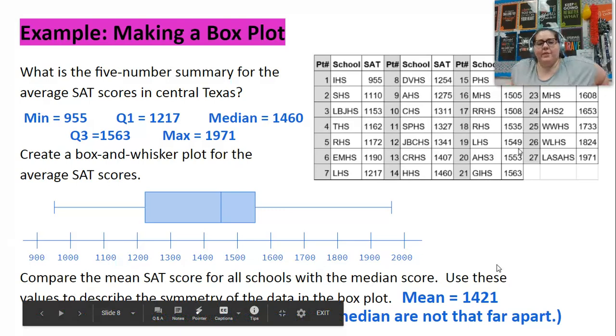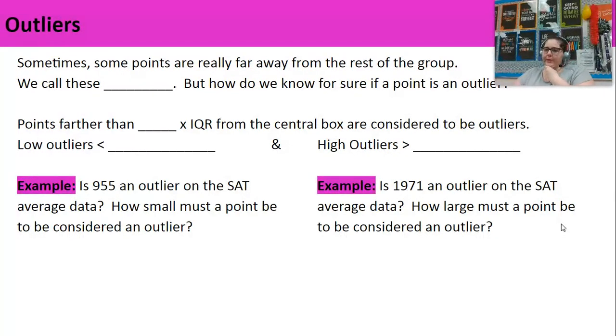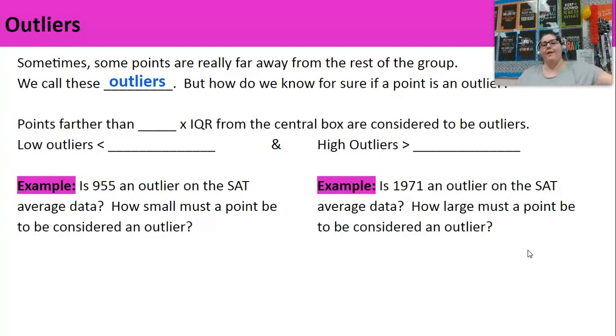But technically, I think this one's fairly symmetric because those are pretty close. Okay. So now let's talk about outliers. Sometimes some points are really, really far away from the rest of the group. We call those outliers. Outliers just means that it's a point that's super far away from everything else. It's clearly outside the realm of what we thought our points would be at.